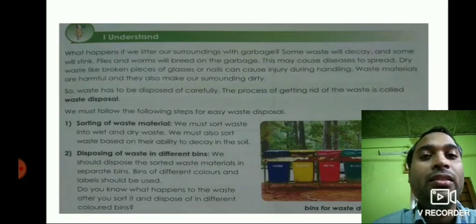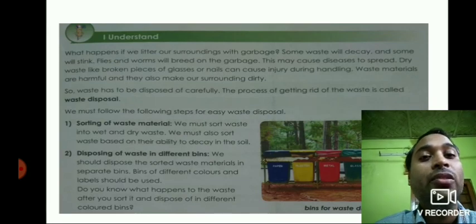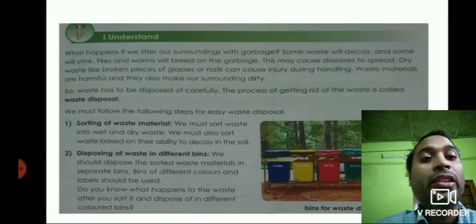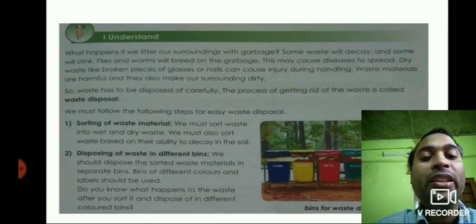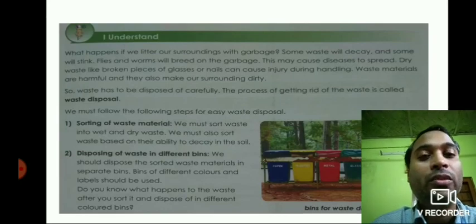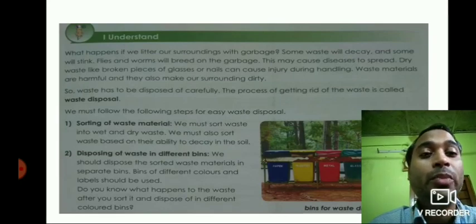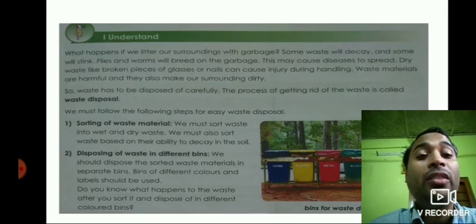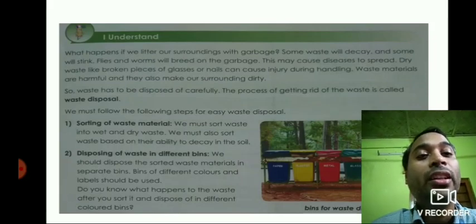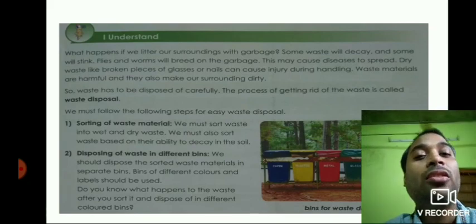Now dry waste like broken pieces of glasses or nails can cause injury during handling. So some waste like nails or broken pieces of glasses may also cause what? Injury during handling of those waste. So waste materials are harmful and they also make our surrounding dirty. So we know this waste, if we simply spread in our surrounding, it will make our surrounding dirty and they may also be harmful to us. So waste has to be disposed of carefully, and the process of getting rid of waste is called waste disposal.